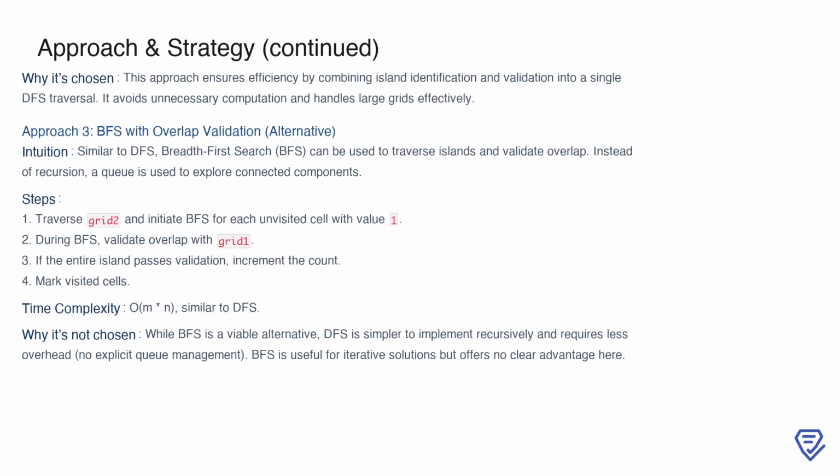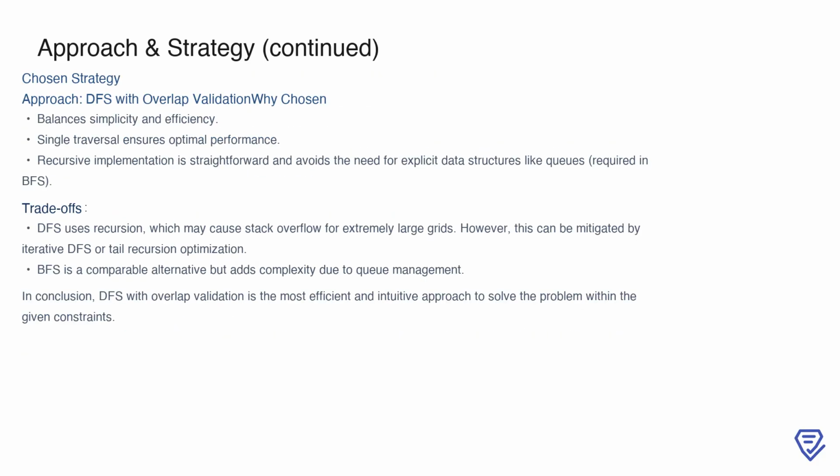Despite being a viable alternative, BFS is not chosen because it introduces additional complexity due to queue management. DFS, on the other hand, is simpler to implement recursively and avoids the need for explicit data structures, making it a more intuitive choice for this problem. The chosen strategy is DFS with overlap validation because it offers a combination of simplicity and optimal performance. The single traversal ensures efficiency, and the recursive implementation is straightforward, avoiding the need for managing data structures like queues.